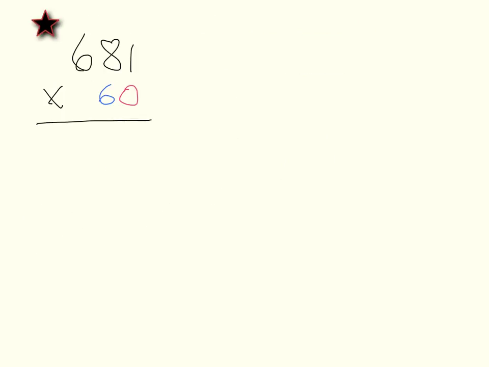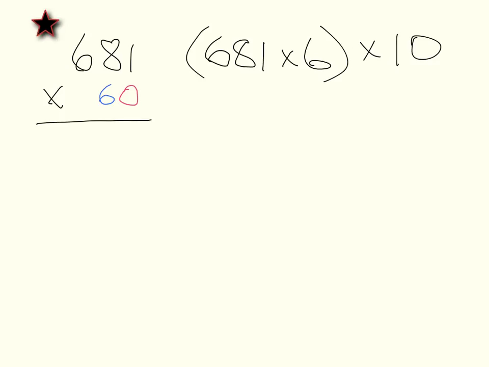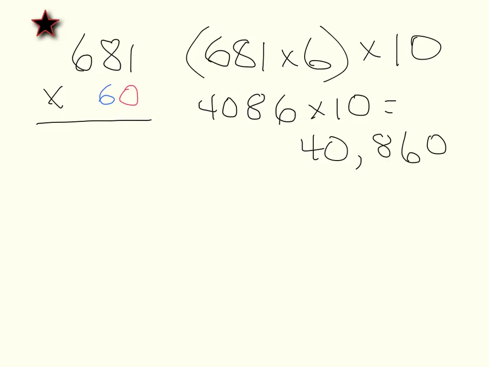To take 681 times 60, I could break it apart and do 681 times 6 and then times 10. So 681 times 6 is 4,086. Take that times 10, we get 40,860.